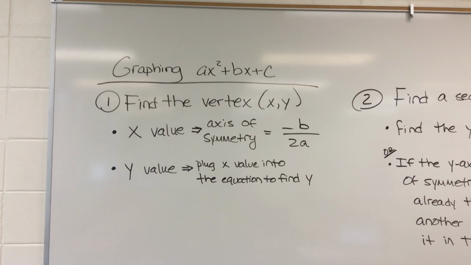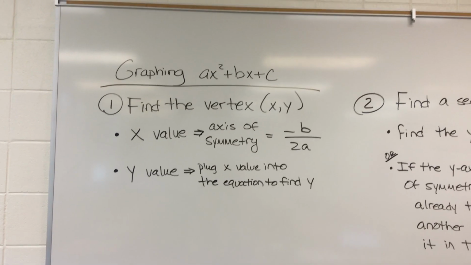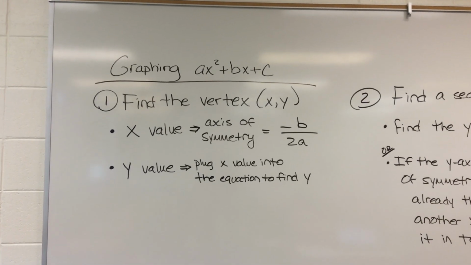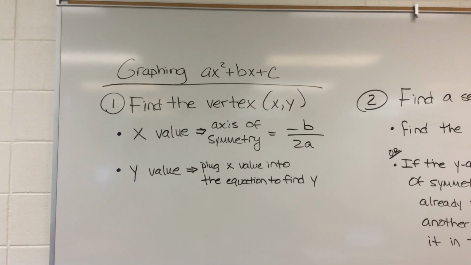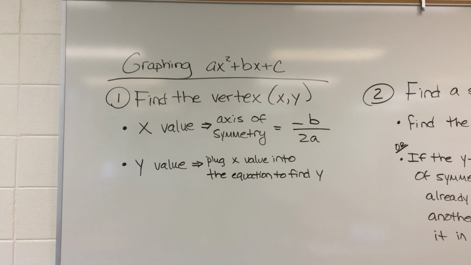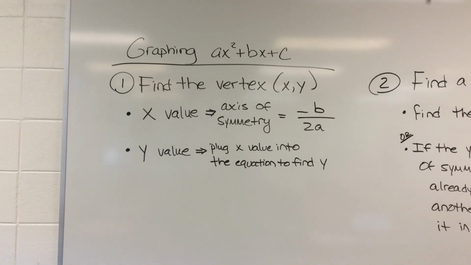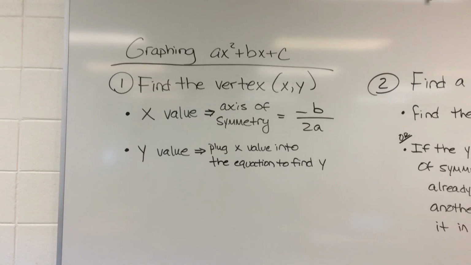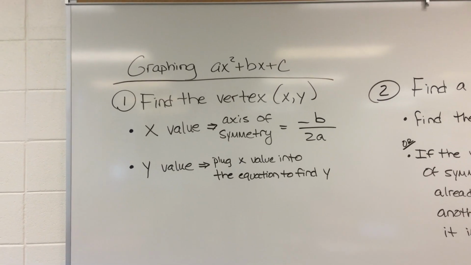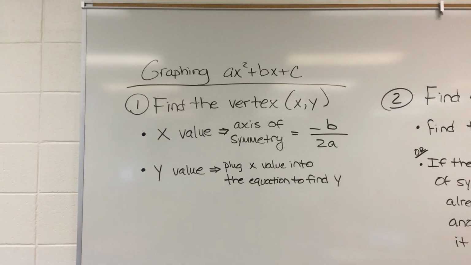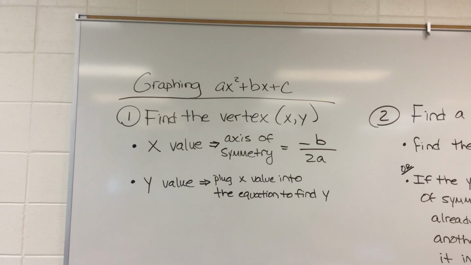Once we have that x value, we're going to plug that x value into our original quadratic function that we are graphing, and we are going to find the y value. So we plug that x into our ax squared plus bx plus c and get our y value. Now we have our vertex that we can plot on our coordinate grid.